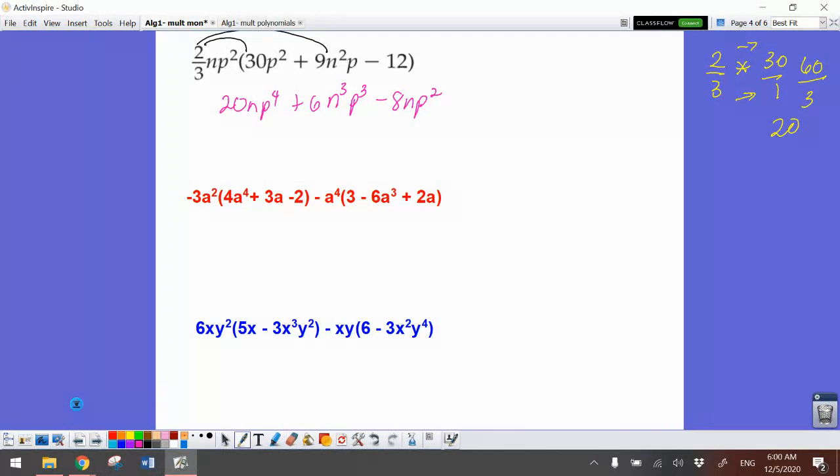So they're just going to hold on. Okay, so now alphabetical, n comes before p. So I have to go by the power of n's. So that means the 6n cubed is going to go first. Okay, then I have a p to the 4 and I have a p squared. Well, the p to the 4 is going to have to come first before the p squared because my n to the 1 is the same power.